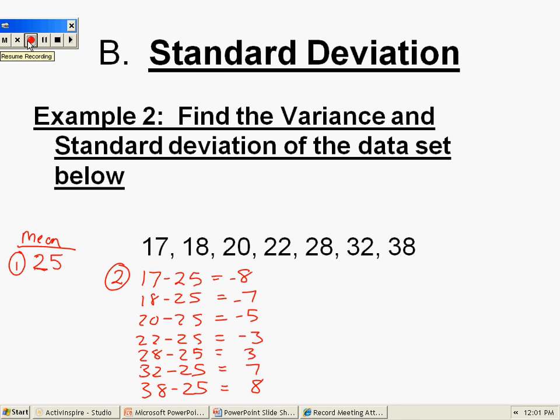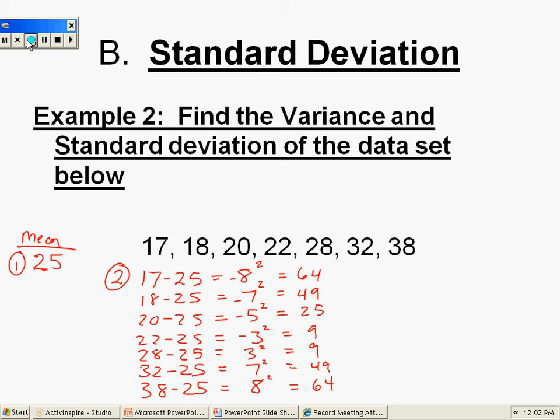Okay, so by subtracting all those numbers from the mean, 25, I get the following results. Now we're going to square them all. And so after squaring them, we get 64, 49, 25, 99, 49, and 64. That gets rid of the negatives for us.